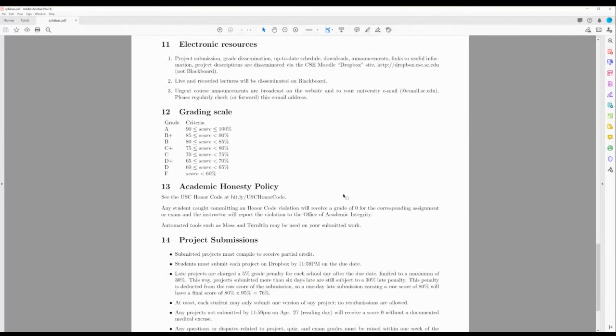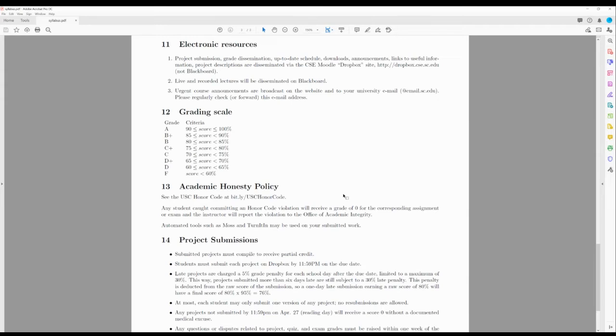Section 13 is the academic honesty policy, and it states that any honor code violation will result in a grade of 0 for the associated assignment, exam, or quiz, and a report to the relevant university office. The primary type of honor code violation for this type of course that we're worried about is collaborating on the quizzes and exams.